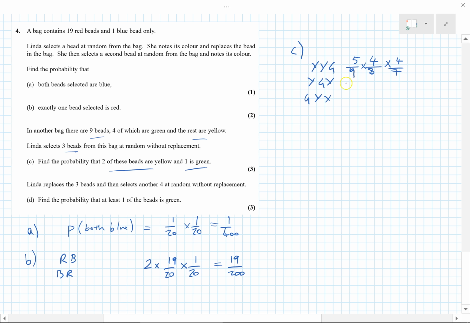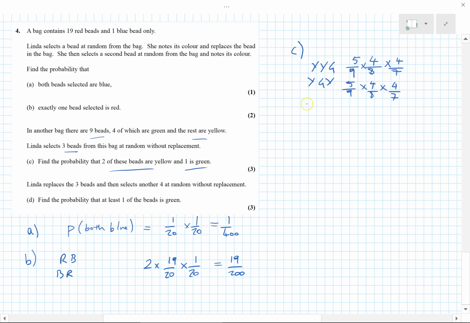Okay, now I'm going to work each of these individually out just to demonstrate the point, but in fact hopefully you'll see this quicker way. So the yellow, green, yellow one this time again it's 5 out of 9, times by 4 out of 8 because that's the probability of getting a green, because there's still 4 greens left out of 8. But now there's 4 yellows left out of 7. Those were exactly the same.